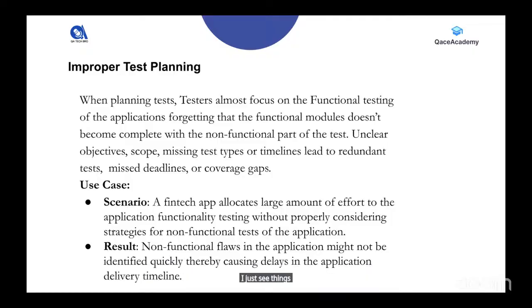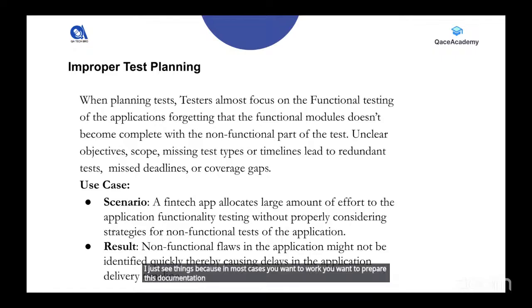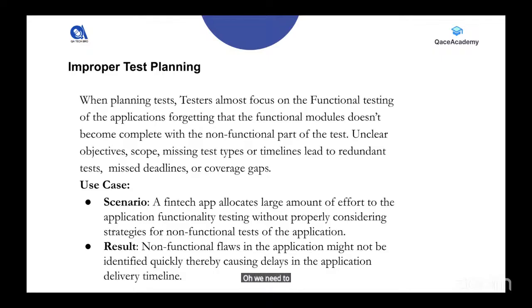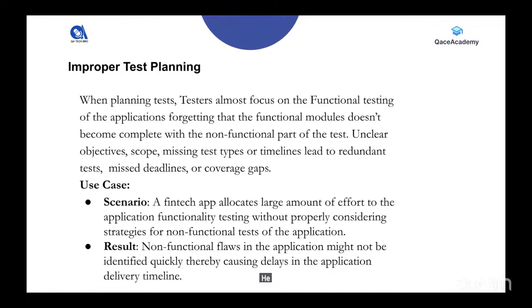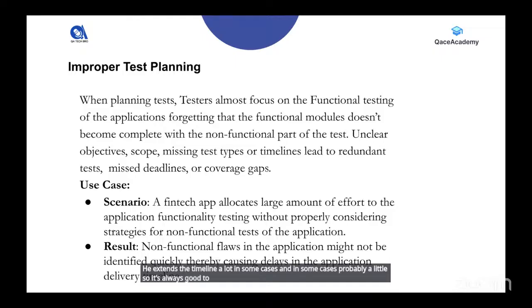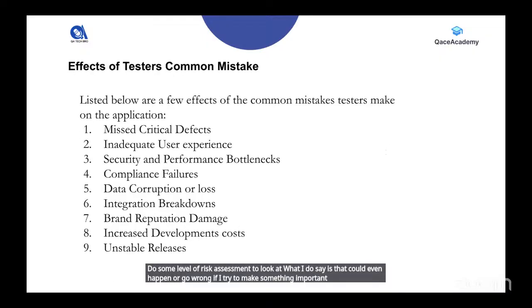Because in most cases, you want to rush, you want to prepare this documentation and all of that. A lot of us try to do this, and eventually you see that your test plan does not cover things around, oh, we need to do some level of performance, we need to do some level of automated test, we need to do some level of this. Thereby, at the point where you realize it, you feel like, oh, well, it doesn't look good if we go on with this. Let's do this. And as such, it affects the timeline. It extends the timeline a lot in some cases, and in some cases, probably a little. So it's always good to have identified all of these things. Do some level of risk assessment to look at what are those things that could happen or go wrong, and what is important for us to do.